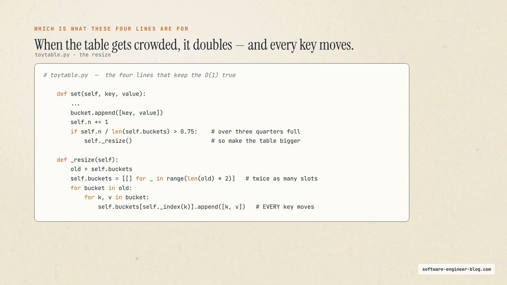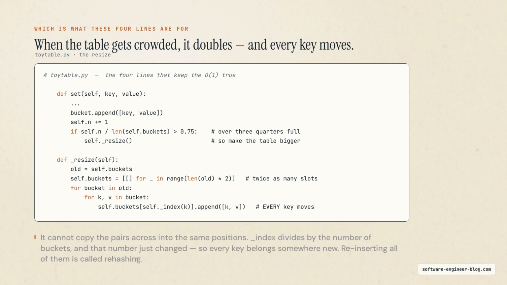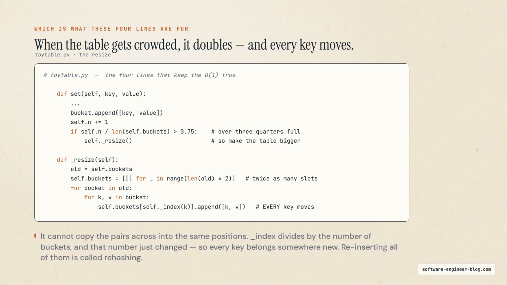Here is the part people get wrong. It cannot just copy the pairs across into the same positions. Underscore index divides by the number of buckets, and that number has just changed, so every key belongs somewhere different now. Reinserting all of them is called rehashing.